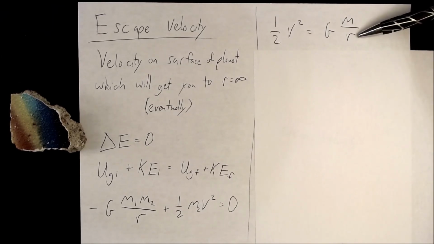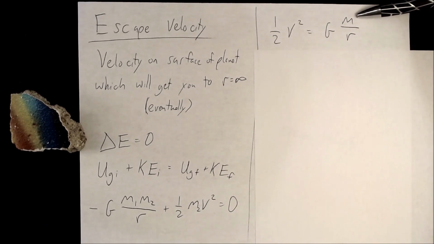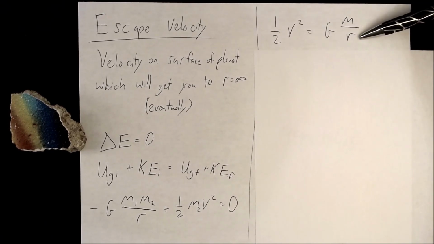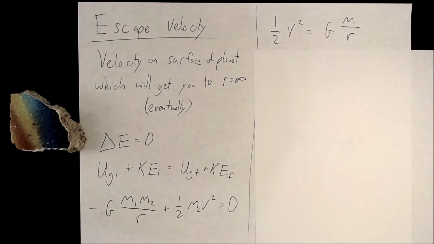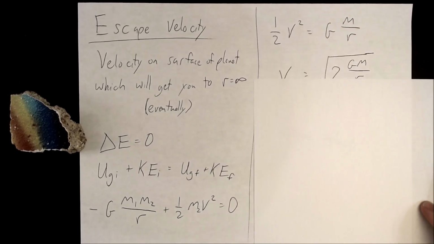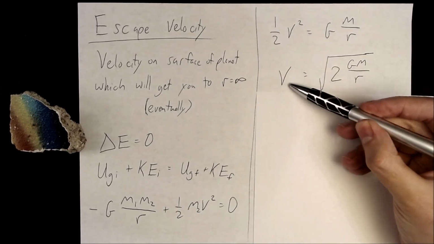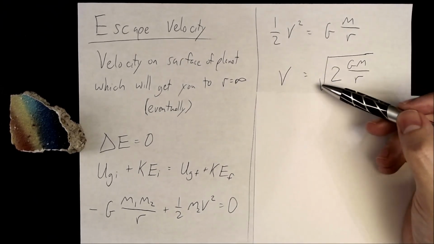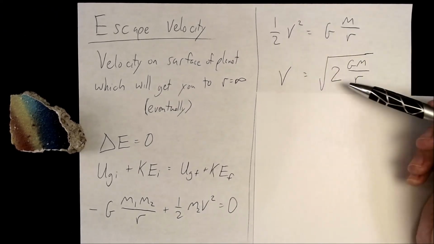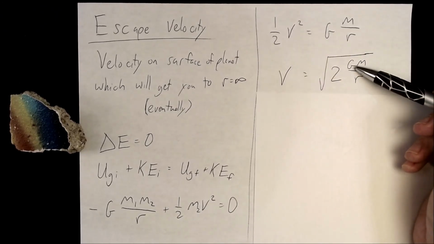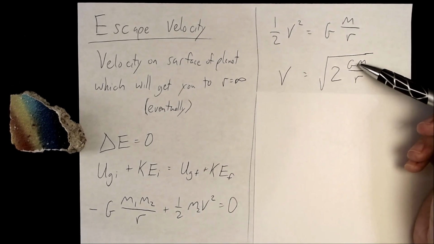So this could be just how far you are from the center of the planet or the star or whatever that you're dealing with, that you're trying to escape. So mass of the object you're trying to escape, distance you are from the object you're trying to escape. You can then do the algebra on that, and you find that the escape velocity is equal to the square root of 2 times the gravitational constant, 6.67 times 10 to the negative 11. I'll give you all these constants. You don't need to memorize them.